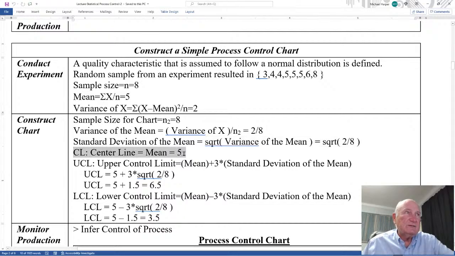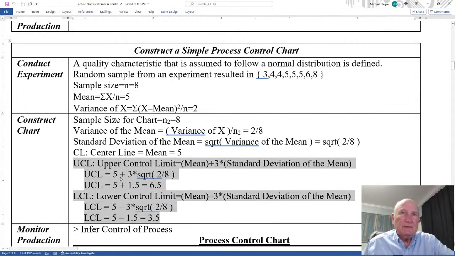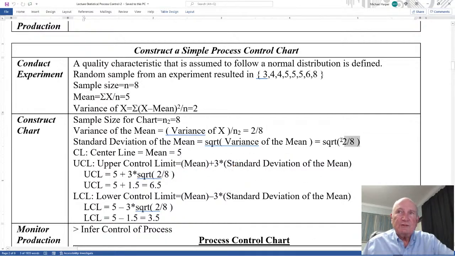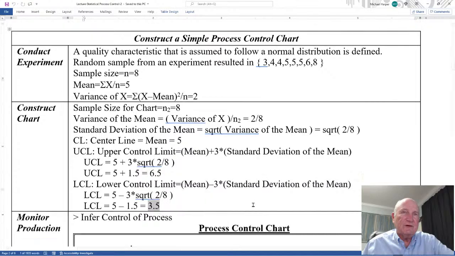The center line is the mean, 5. We bring 5 down. The upper and lower control limits are going to be the mean, which is 5, plus or minus 3 times the standard deviation of the mean, which is the square root of 2/8. So in this case, it's 5 plus 1.5, which is 6.5, and 5 minus 1.5, which is 3.5. So there's our control chart. The center line is 5. The upper control limit is 6.5. The lower control limit is 3.5.